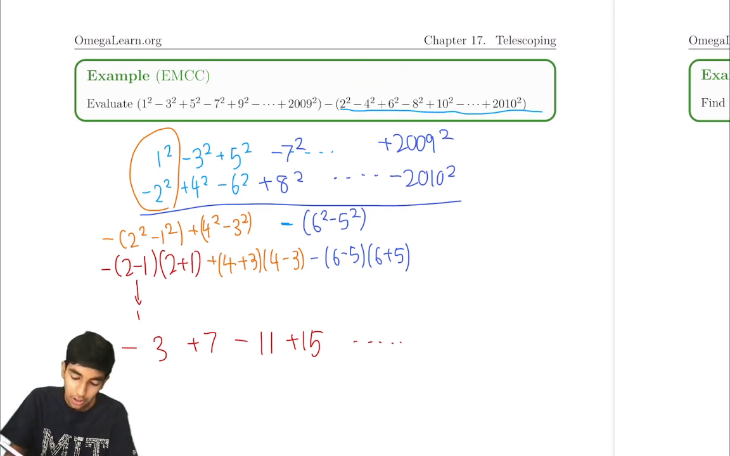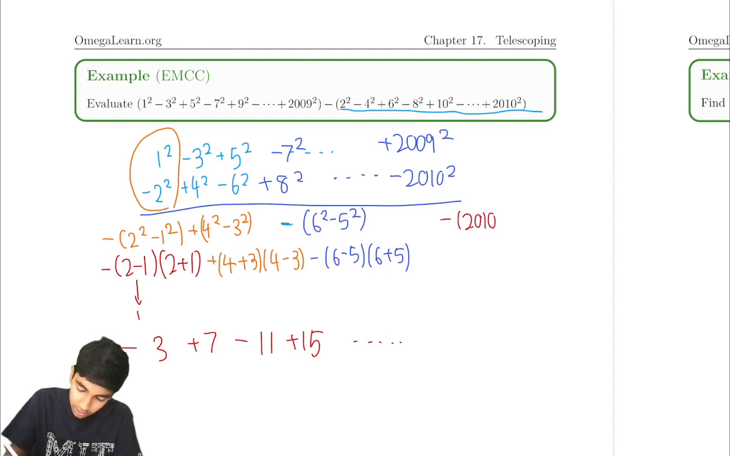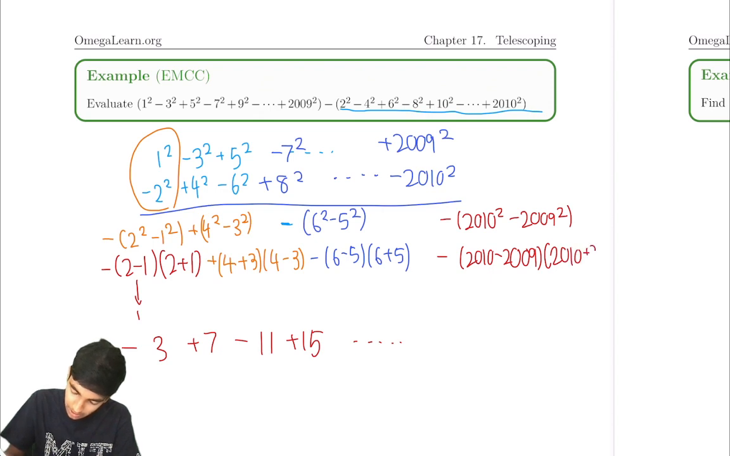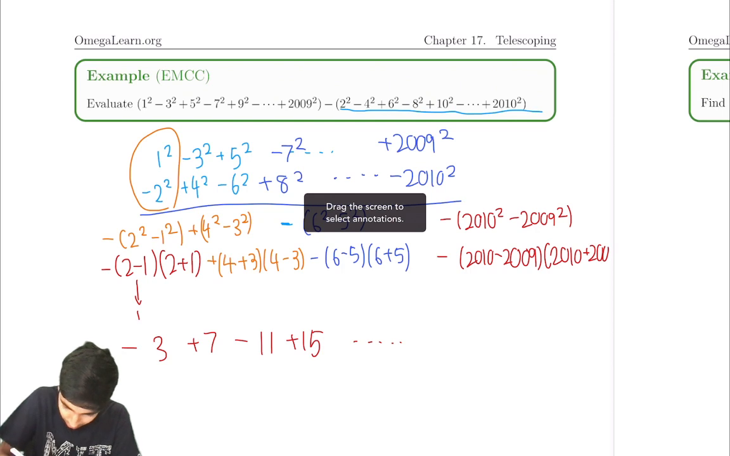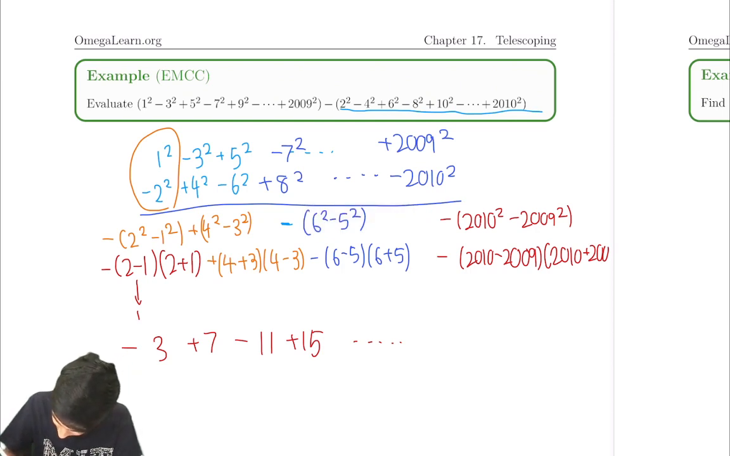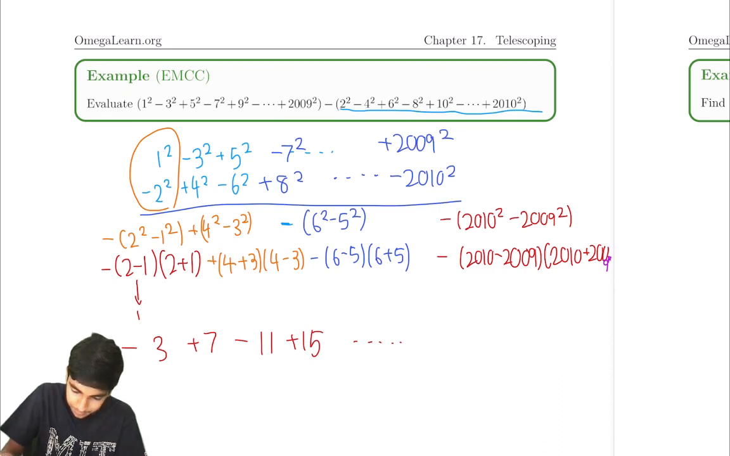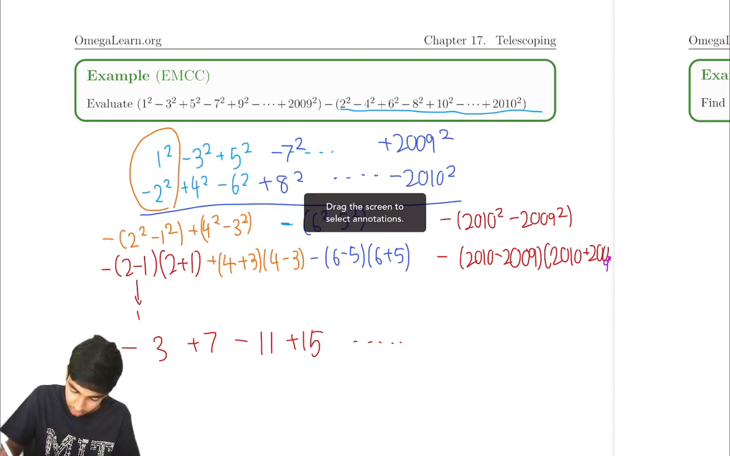2009 squared minus 2010 squared, which is the same thing as negative 2010 squared minus 2009 squared. Difference of squares, 2010 minus 2009 times 2010 plus 2009. Whoops, looks like we ran out of room there. But you understand it's going to be a 9 there, squared. Sorry, I couldn't write it in. And that is the final term of the expression.